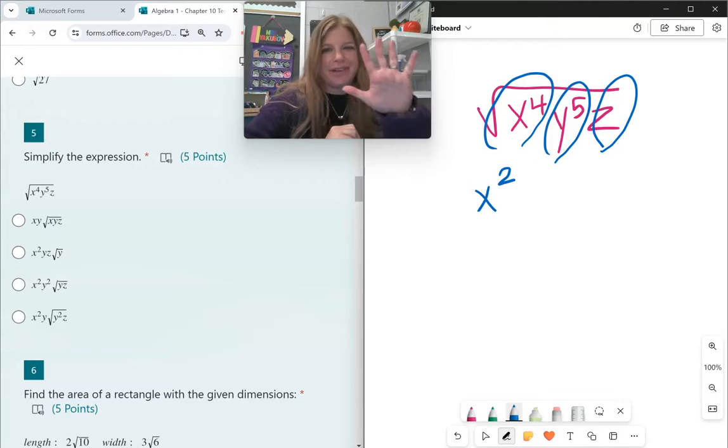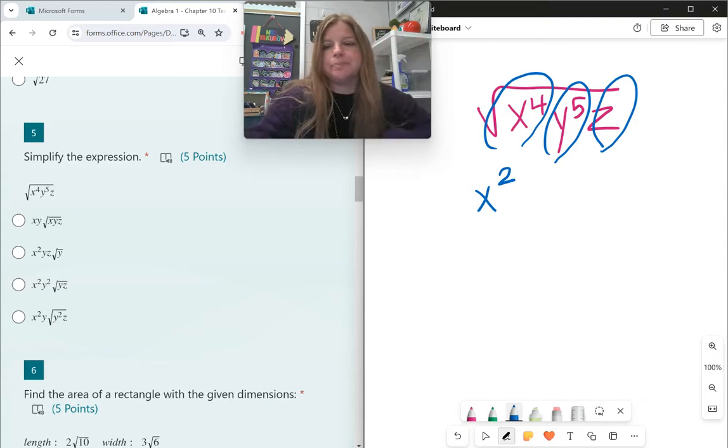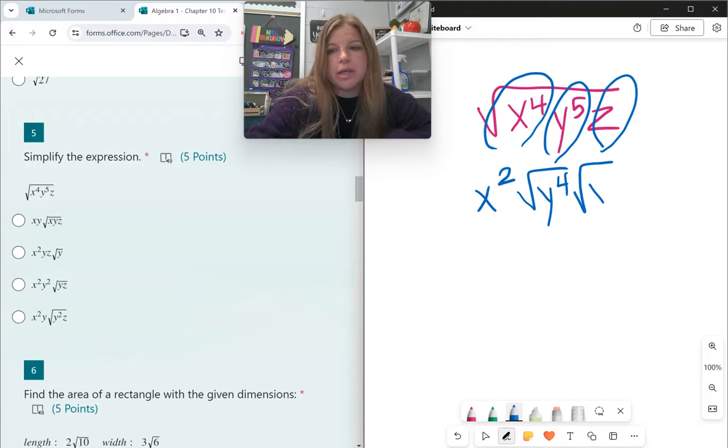But 5, I can't take half of 5. So here's what happens. With odd exponents, we take 1 away. Because what's 5 minus 1? 4. Can I take the square root of y to the 4th? Absolutely. So what we do is we break this apart into square root of y to the 4th, square root of y to the first power. We break 1 away because now look, we're going to be able to simplify that in just a moment. And then square root of z is just square root z.